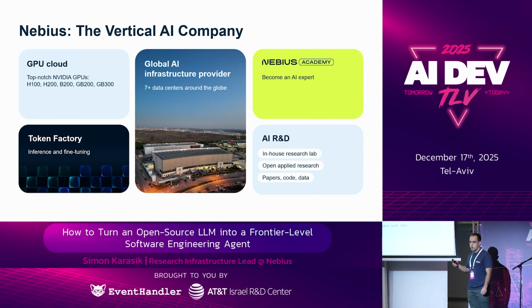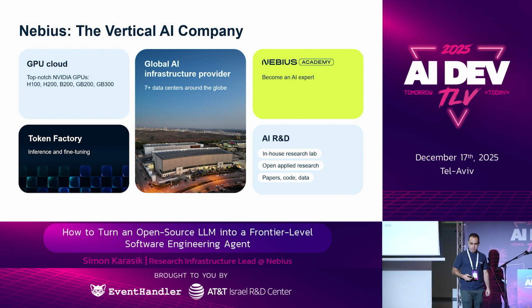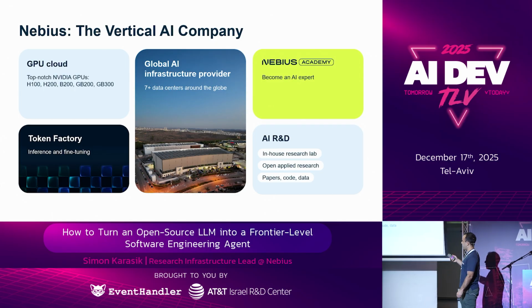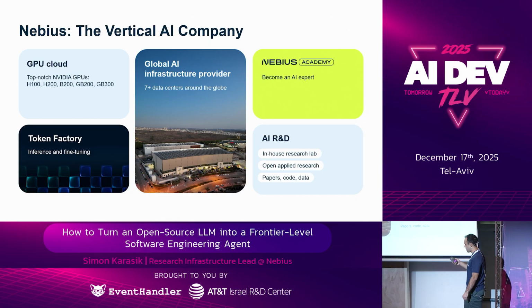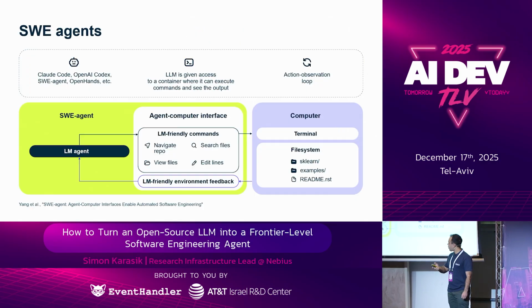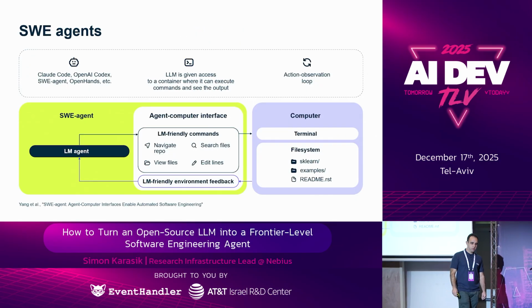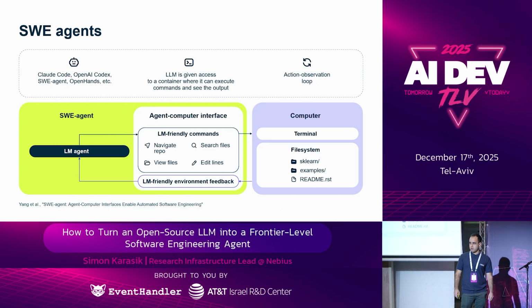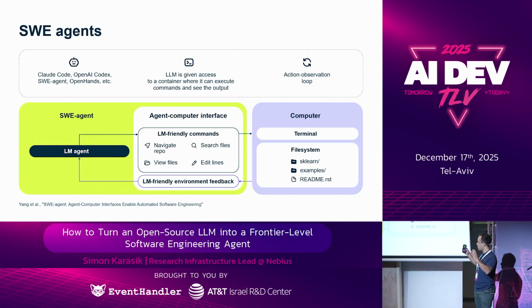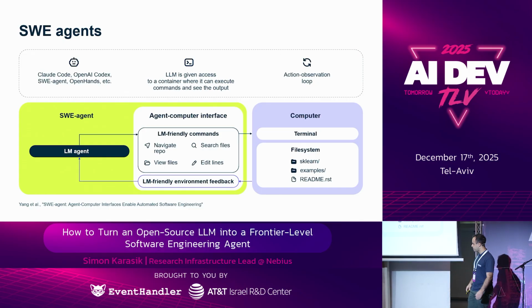We are committed to open and applied research. That means that we share all of our results, such as papers, code, and data. And one of our major topics of research is software engineering agents. These are agents like Claude Code, OpenAI Codex, and many others.